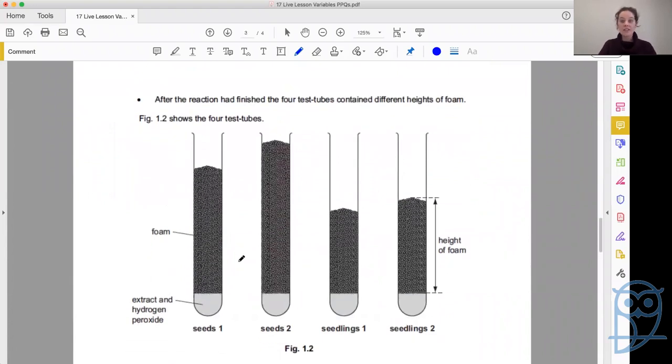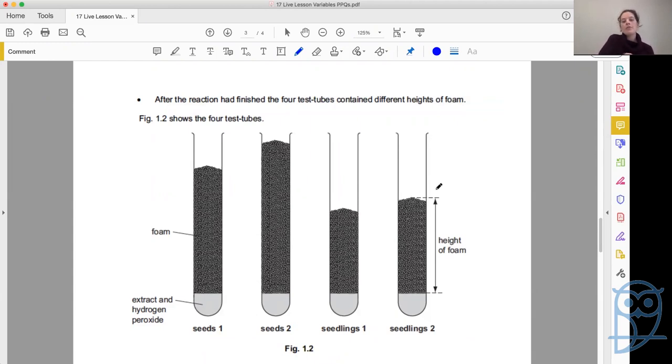The next section gets on to actually doing some experimental work yourself. Remember, we had foam produced because the oxygen is being created. After the reaction had finished, the 4 test tubes had different heights of foam. Here are the 4 test tubes: seeds 1, seeds 2, seedlings 1, and seedlings 2. There's the extract and the peroxide at the bottom, and a foam with hundreds and thousands of little dots. They even show us how the height of the foam is measured, from the surface of the liquid to the very top of the foam.